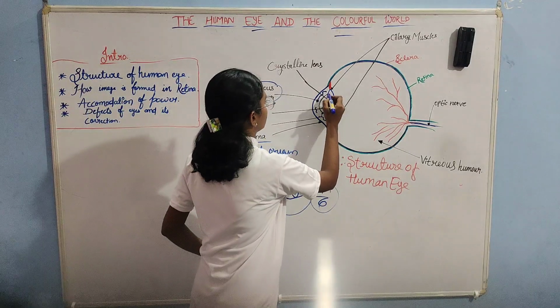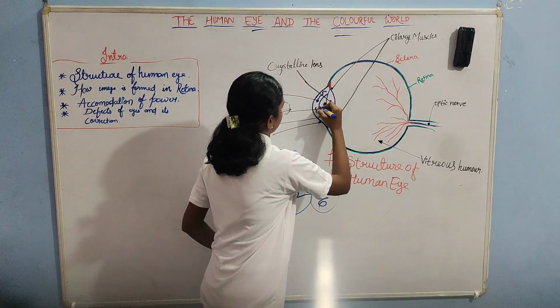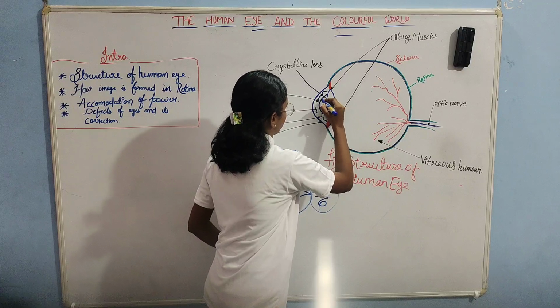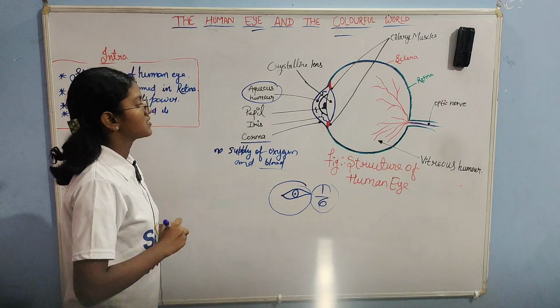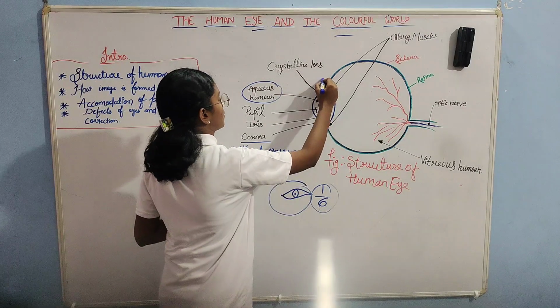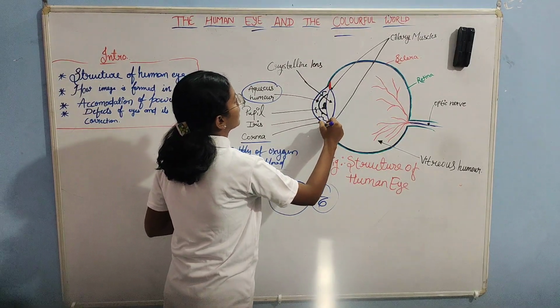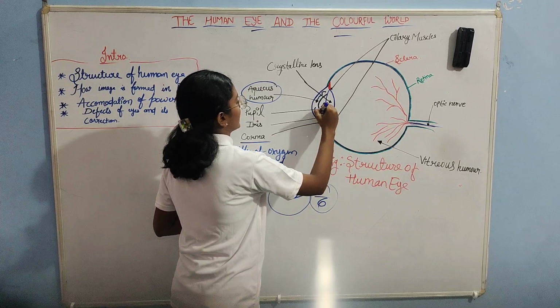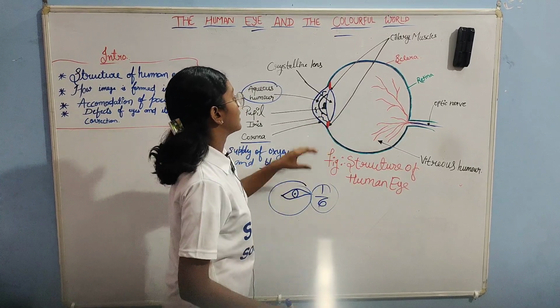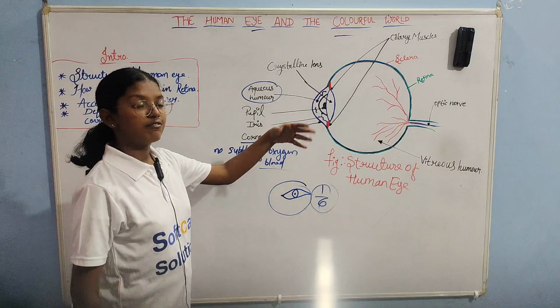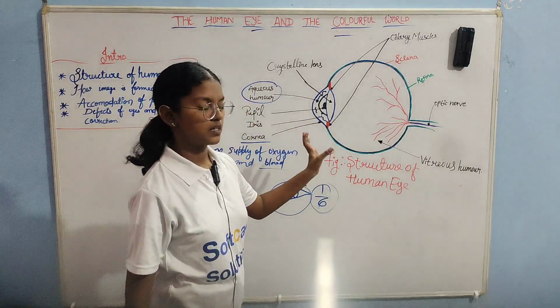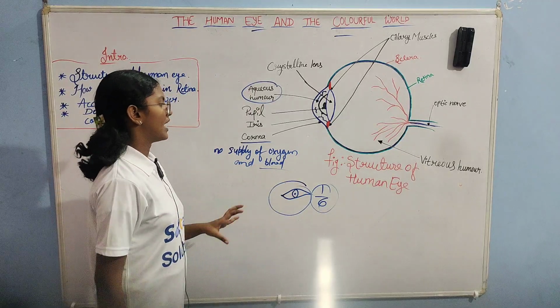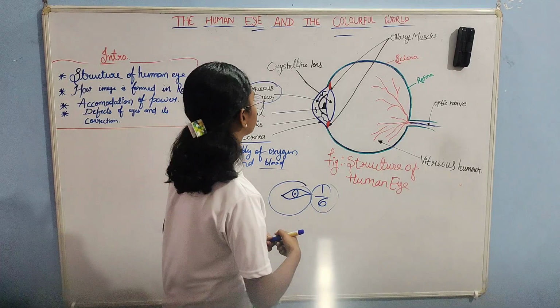After this, there is a part which is called the iris. What is the main function of the iris? The light which is absorbed by the cornea is then again reflected by the iris. The iris is of different color in different people because of genetics. If someone's parents have a black iris, then the child also has that.